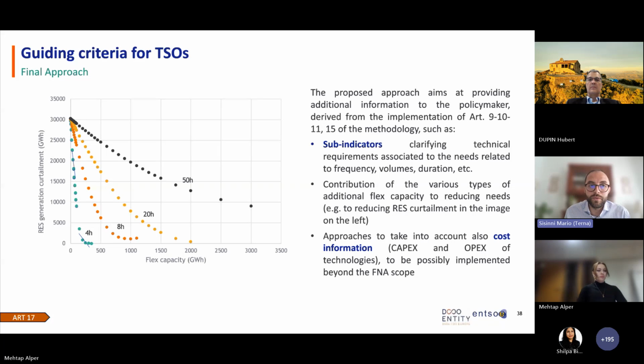And this approach, that we keep technical within the framework of the flexibility needs assessment, could be extended also with cost information, CAPEX and OPEX, beyond the scope of the flexibility needs assessment, to provide even more informed data to the policymaker for taking decisions on the targets for the resources to be included in the national energy and climate plans. And I think we close with guiding criteria.